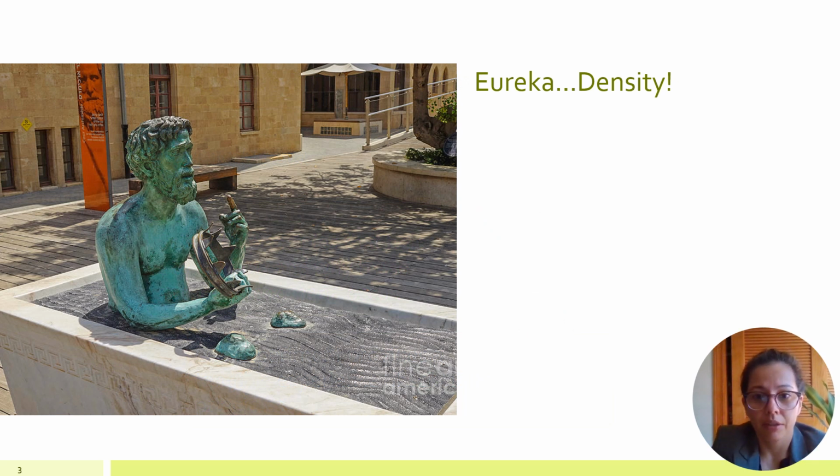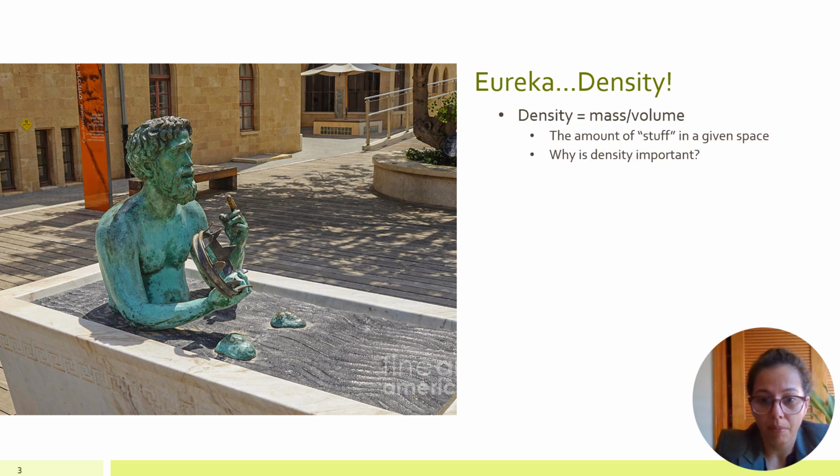One of the key scientific principles is density. Density is defined as mass per volume. It's essentially the amount of stuff that is in a given space. Density is a key concept in explaining the behavior of matter around us.